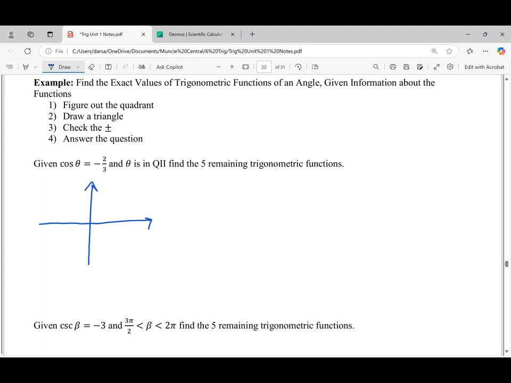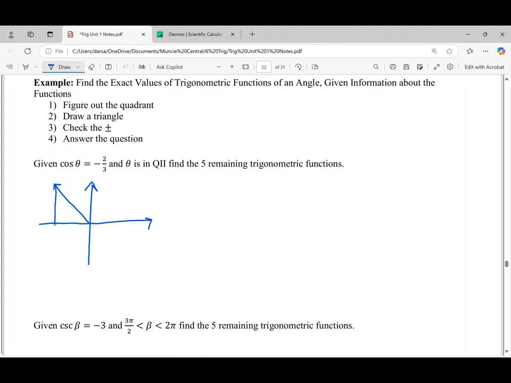4 steps. First, figure out the quadrant. Well, they told us quadrant 2. Then we're going to draw the reference triangle. We're going to be careful of the positives and negatives when we draw that reference triangle, and then we'll finish answering the question. Since this is a quadrant 2 angle, we're going to draw it in quadrant 2.